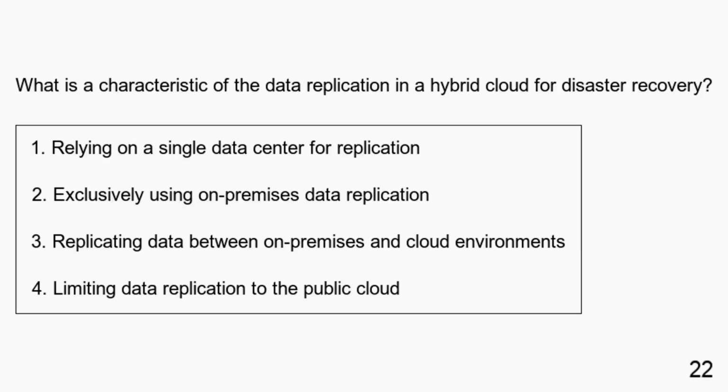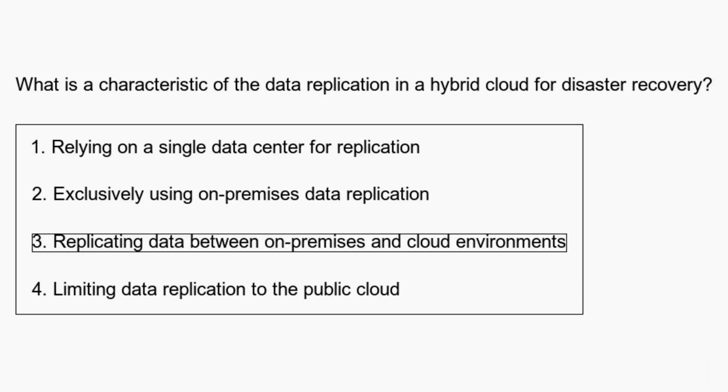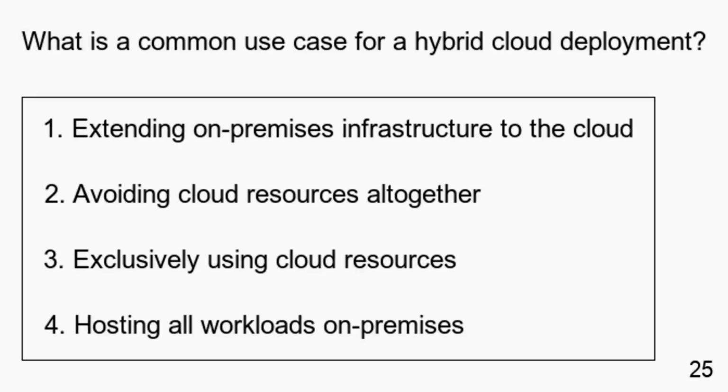What is a characteristic of the data replication in a hybrid cloud for disaster recovery? Relying on a single data center for replication. Exclusively using on-premises data replication. Replicating data between on-premises and cloud environments. Limiting data replication to the public cloud. Data replication in a hybrid cloud for disaster recovery involves replicating data between on-premises and cloud environments to ensure redundancy and availability.